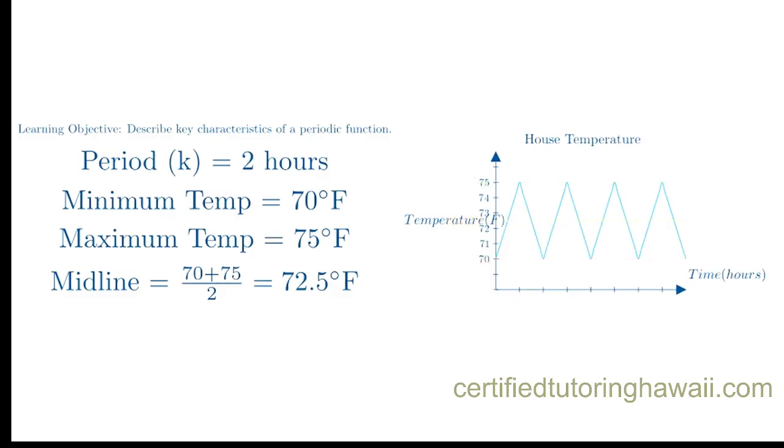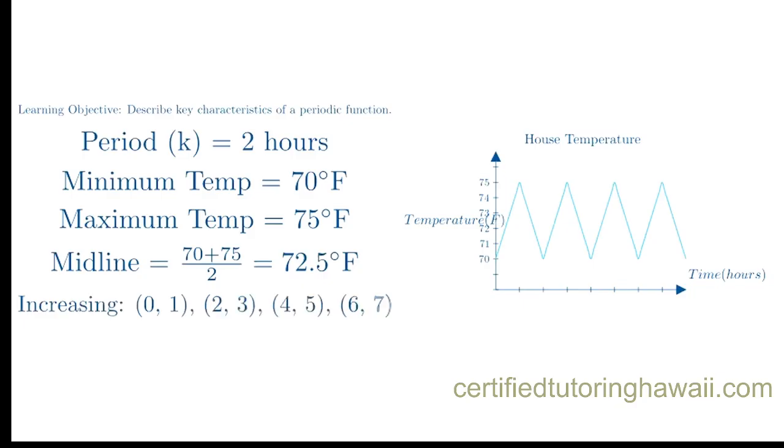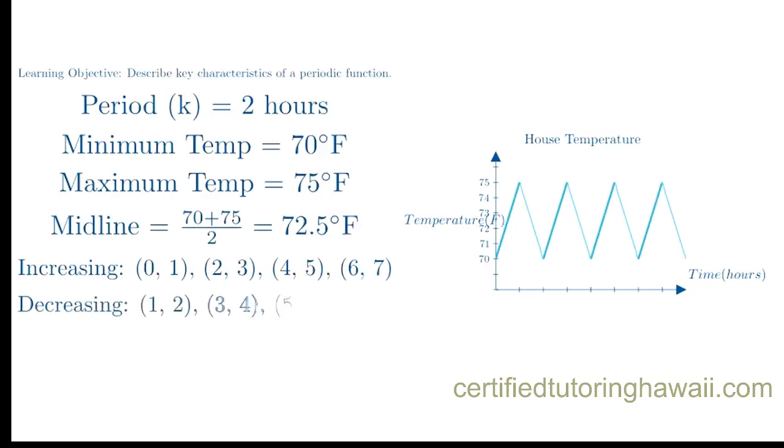Now for the intervals of increase and decrease. Notice how the pattern repeats. The temperature increases in the intervals from 0 to 1, 2 to 3, 4 to 5, and 6 to 7. The temperature decreases in the intervals from 1 to 2, 3 to 4, 5 to 6, and 7 to 8.